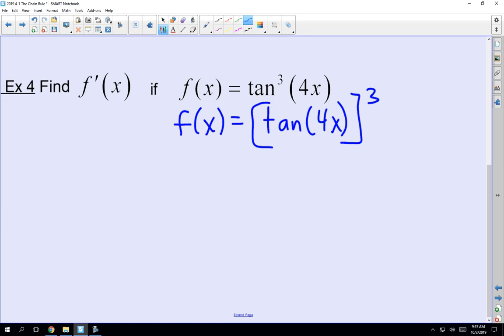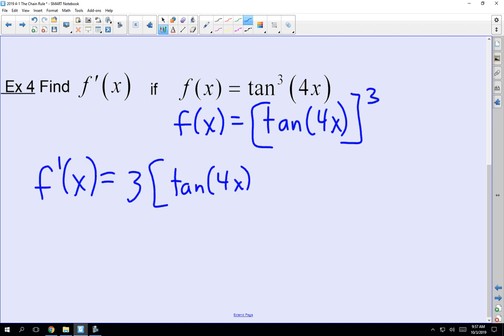Okay. So what do you think here? Give myself a little more room. f prime of x equals. So by the power rule, we've got 3 tangent of 4x, squared. So there's that, right? And then what next?